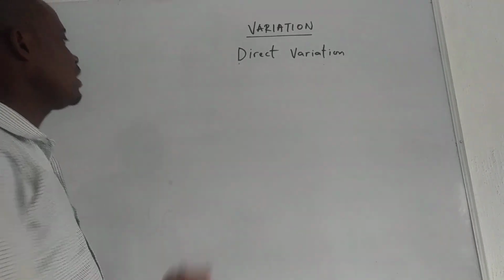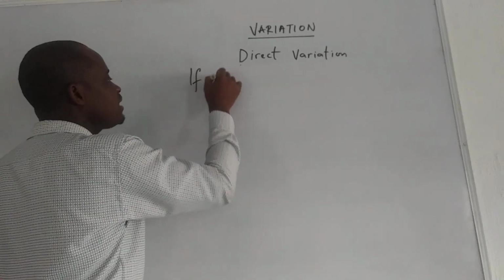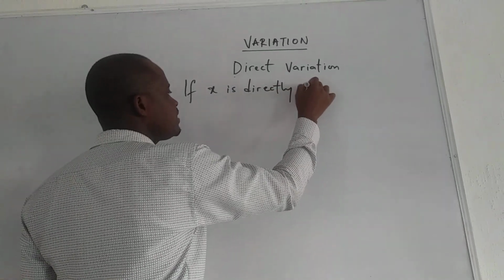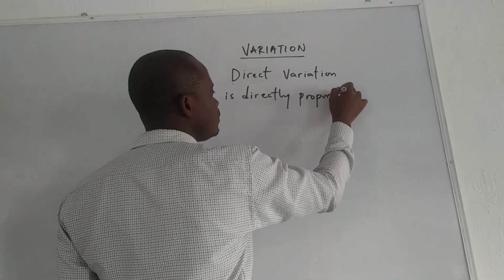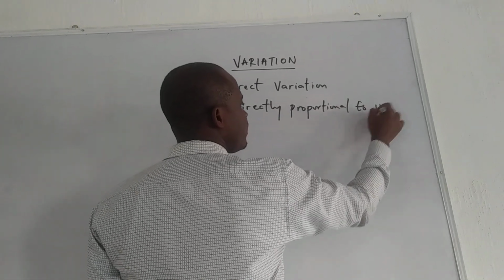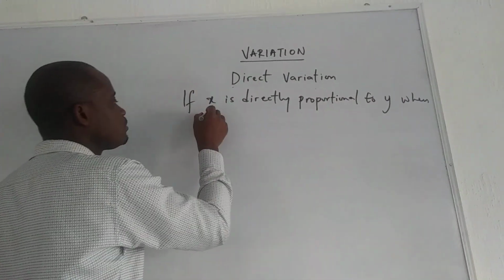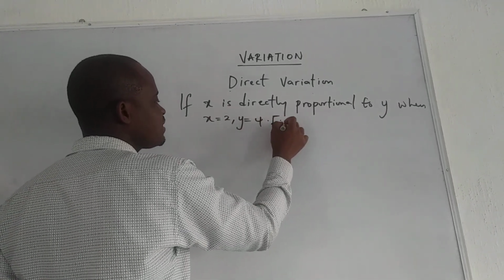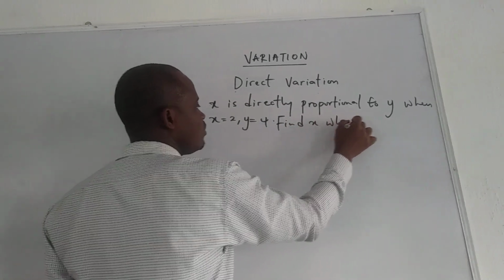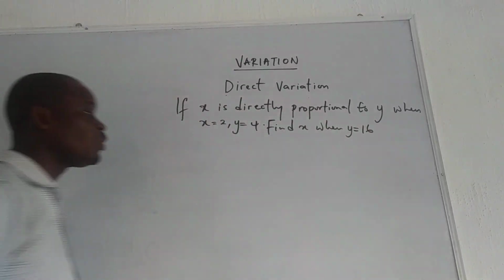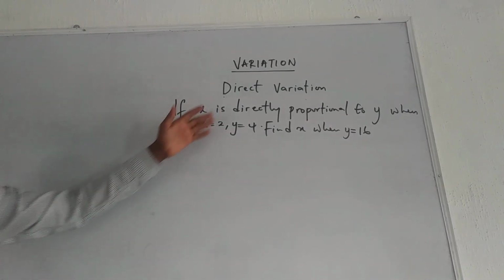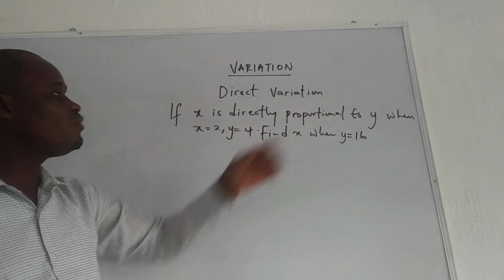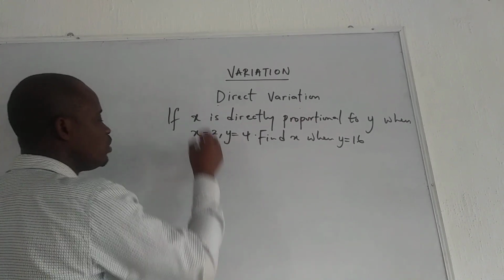So let's take a question. If x is directly proportional to y, when x is 2, y is 4, find x when y is 16. I mean, this question is so easy. If x is directly proportional to y, when x is 2 and y is 4, find x when y is 16.